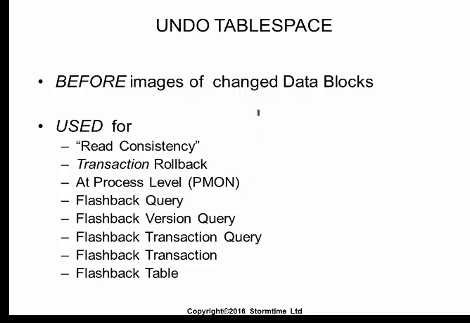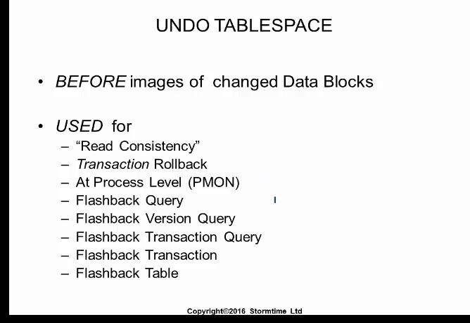So just looking at the undo tablespace, it simply contains before images of data blocks that have been read into the SGA and have been amended. It's used for read consistency. Oracle guarantees that you get a consistent view of the database from any query. It is also used for transaction rollback, and it's at process level. So if I lose my connection to the database, the PMON background process monitor would detect I've lost my connection, and it would tidy up my transaction. And it reads the before images to do that.